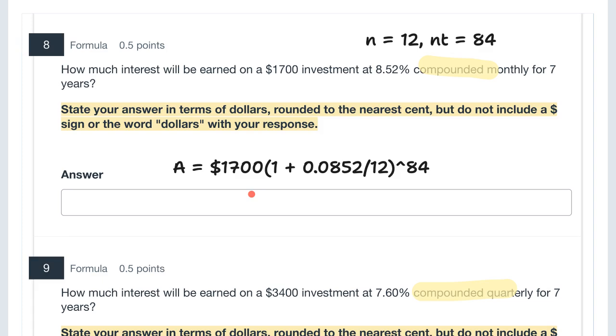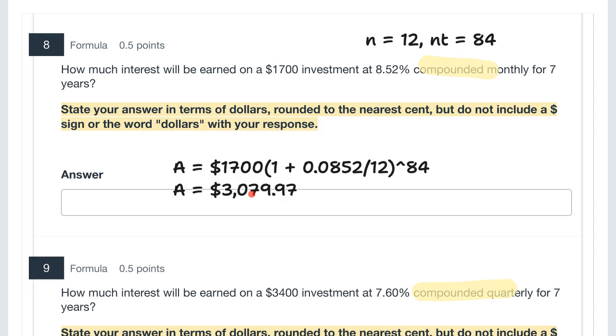So 1,700 times, open parentheses, 1 plus 0.0852 divided by 12, close parentheses, exponent 84. So A is equal to 3,079.97. I'm going ahead and rounding it. It's 97352, but it gets rounded to the cent, so 97. That is the future value.